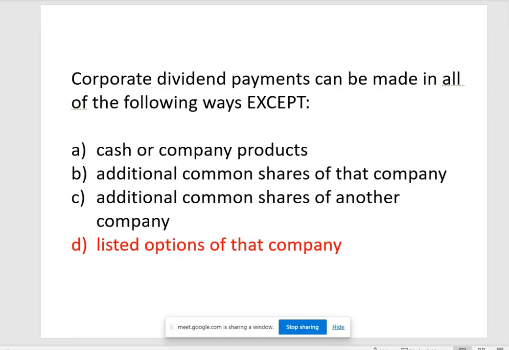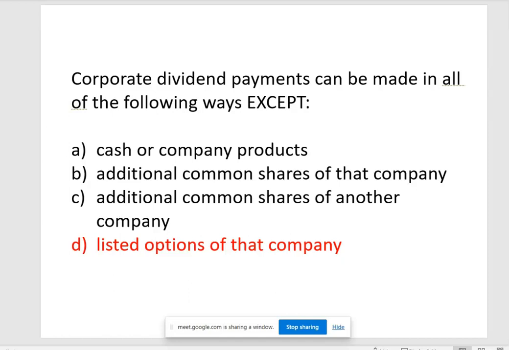Cash dividends, of course, right, are pretty common. They can issue common stock dividends where they give more shares of the company stock. This is exceptionally rare, so I'm not at all surprised that you would have looked at this one and thought that was true. But that the common shares of another company. It usually would be the subsidiary of that company, or maybe it's a subsidiary giving stock of the parent company. But it is possible to do that. But listed options, no, remember, options are not issued by the corporation. They have nothing to do with call or put options.